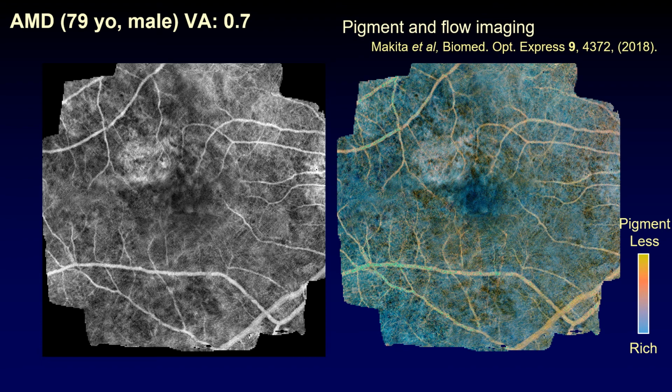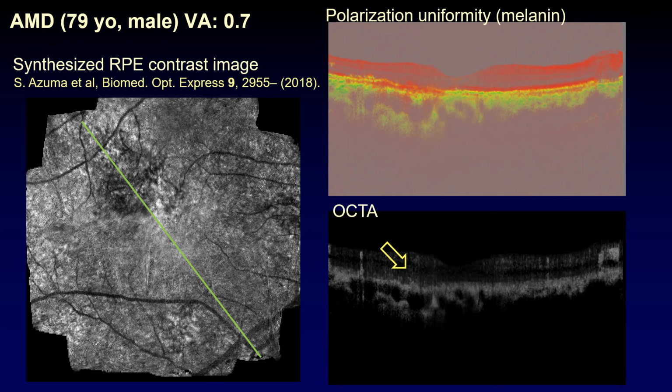The first case is an age-related macular degeneration. In the OCTA, we see the signature of abnormal blood vessel. In the pigment and flow image, this vasculature appears as yellow. It indicates the RPE above the blood vessel are damaged. This can be confirmed by a synthesized en-face RPE image that is generated by polarization-sensitive signal processing. Also in the polarization uniformity cross-section, the yellow melanin signature in the RPE has gone.